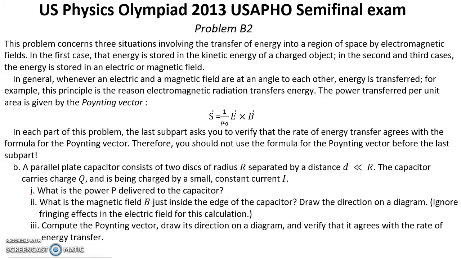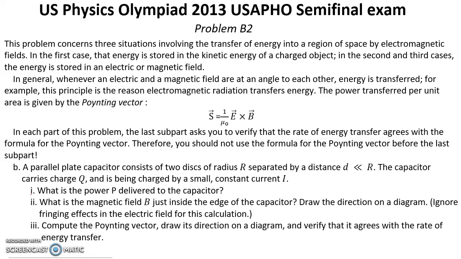Part B. A parallel plate capacitor consists of two discs of radius r separated by a distance d much less than r. The capacitor carries a charge q and is being charged by a small constant current I. First question. What is the power P delivered to the capacitor?